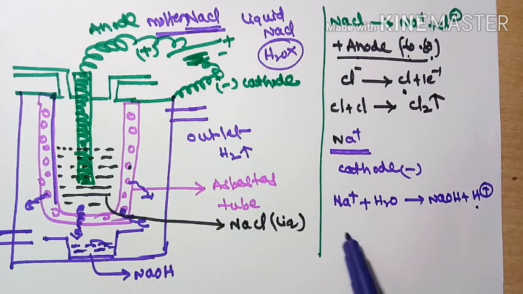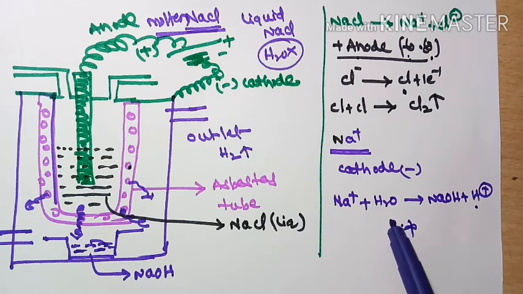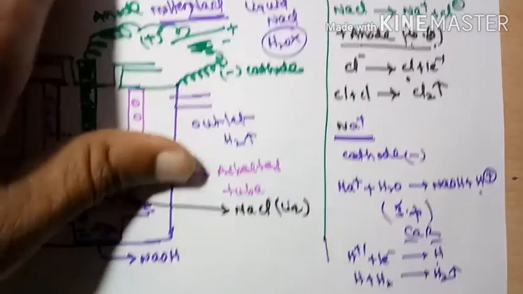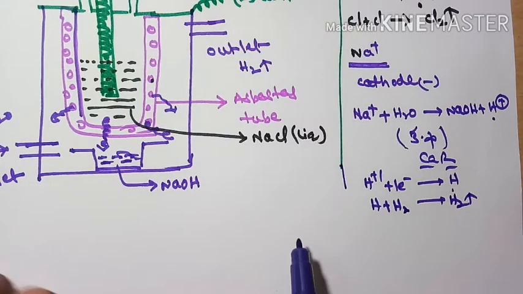So at the cathode, which reaction will take place? At the cathode, reduction reaction will take place. So that's why H plus ions will absorb one electron and form hydrogen. This hydrogen is a non-metal atom, so it combines with another non-metal atom and forms hydrogen gas.